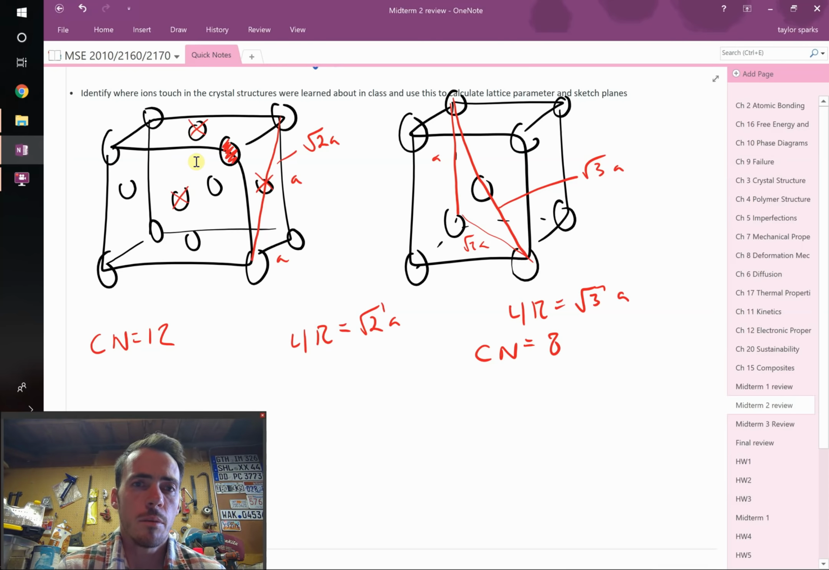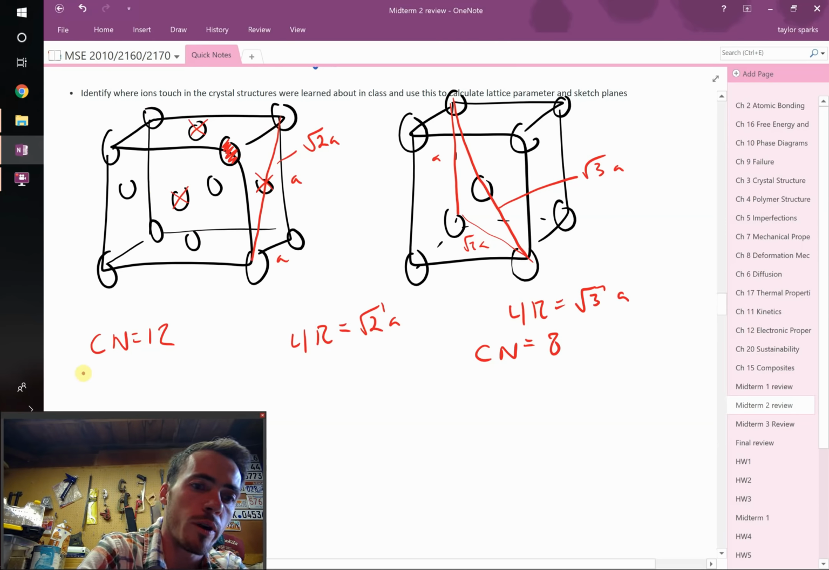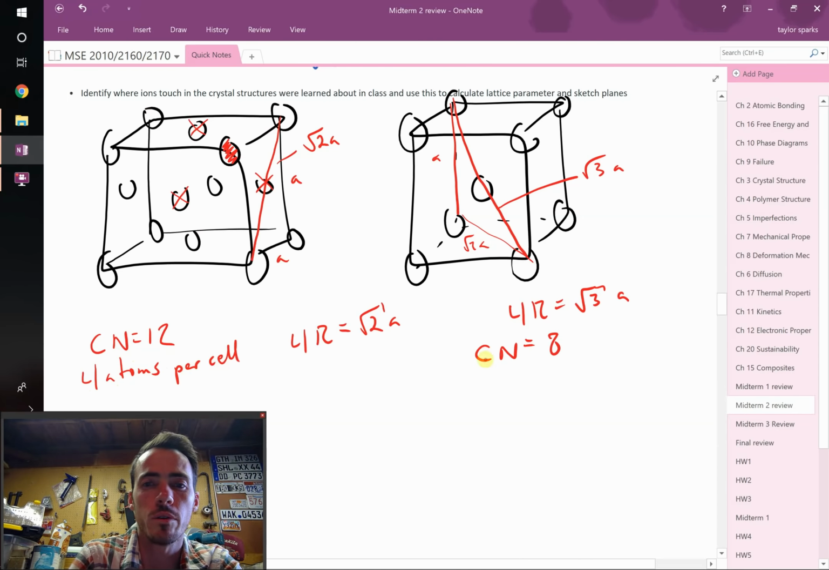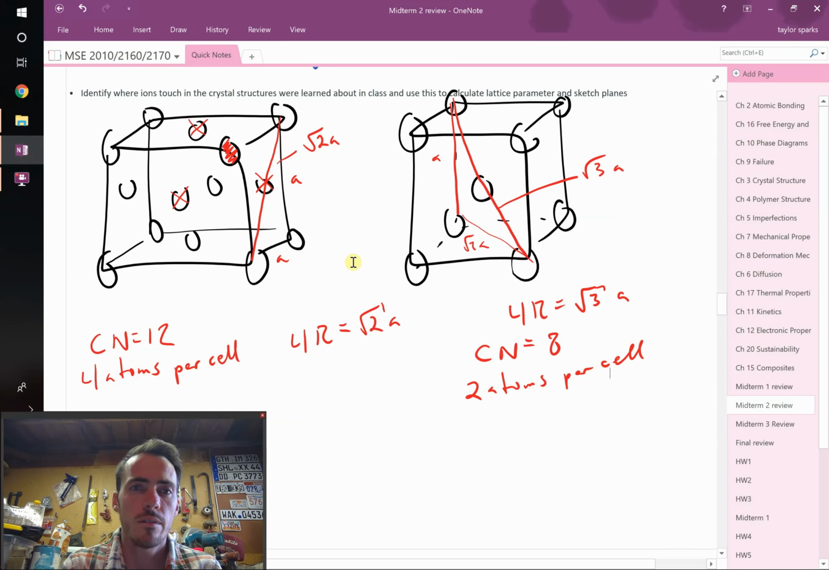The atomic packing factor, the number of atoms per unit cell. In this case, there's 8 times 1/8 on the corners. And then you've got 6 times 1/2. So there are 4 atoms per cell. Over here, you've got 8 times 1/8 plus 1 in the center. There are 2 atoms per cell. Okay, so that is that.